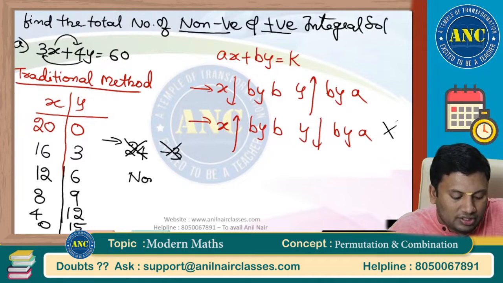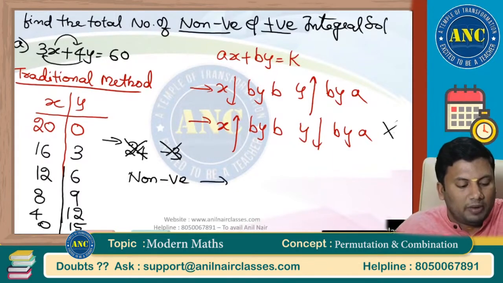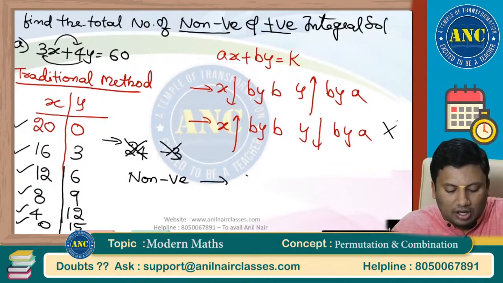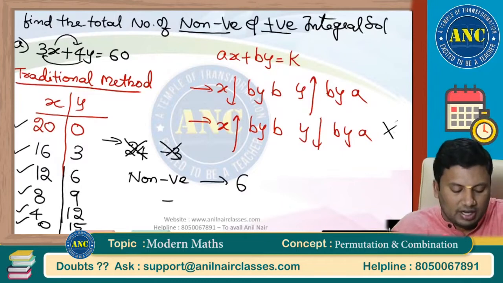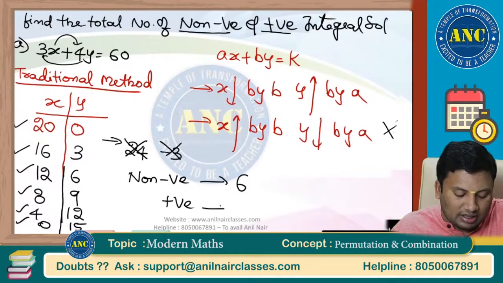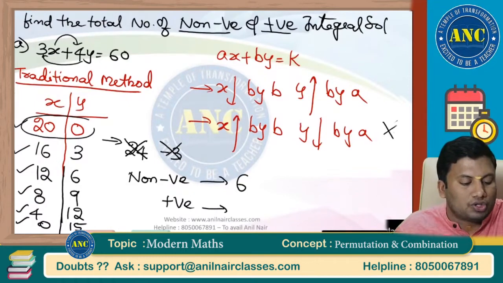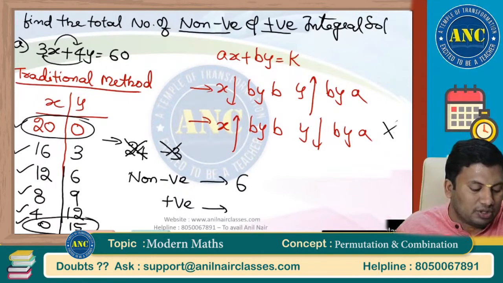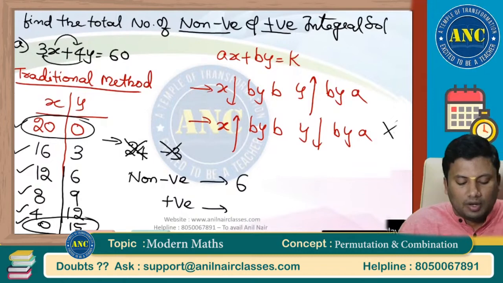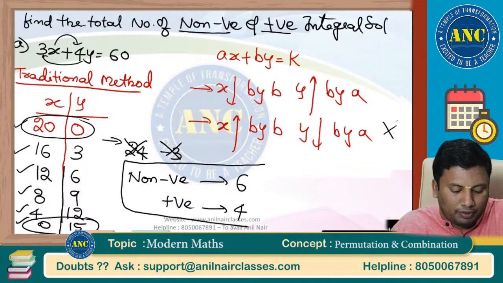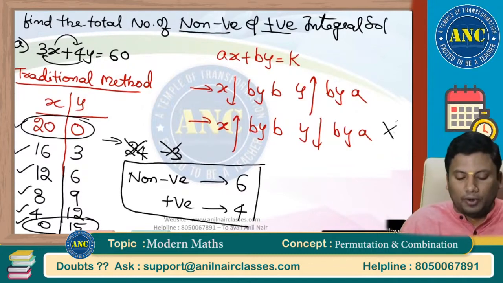Non-negative doublets, as in the regular textbook. How many doublets are there? 1, 2, 3, 4, 5, 6. Non-negative doublets are 6. Positive means excluding y value 0 and x value 0. Both should be eliminated for positive. y 0, x 0, both are eliminated. Non-negative 6 and positive 4.